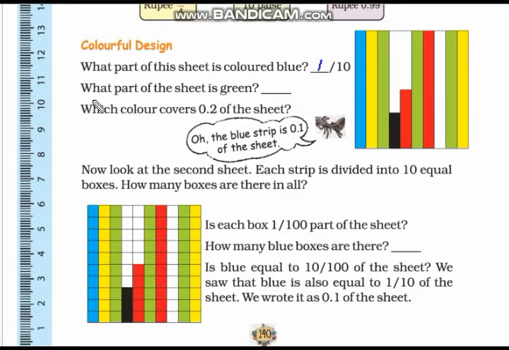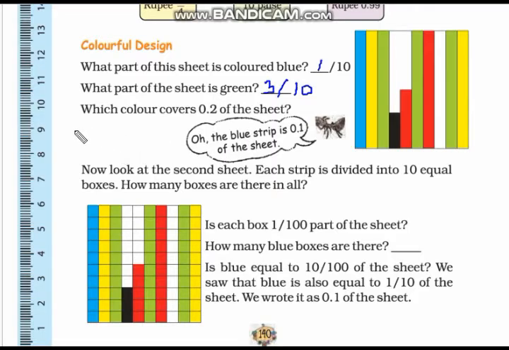Then question: what part of the sheet is green? Children, you can see here how many strips are green out of 10 strips? 1, 2 and 3. So what part is it? 3/10, 3/10 part.